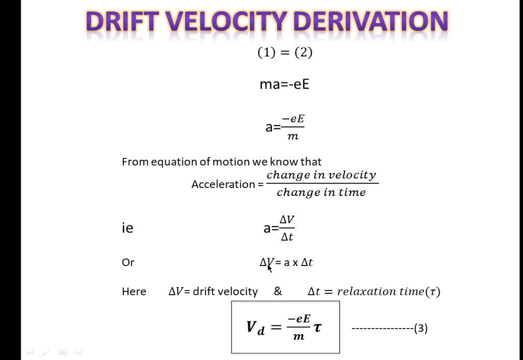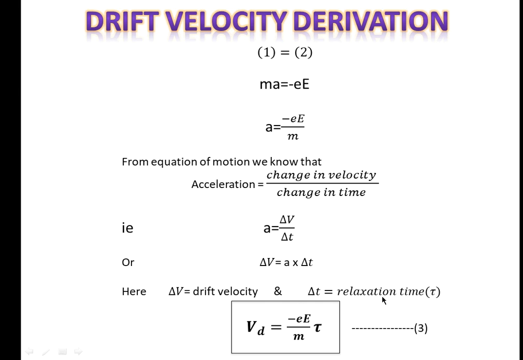Generally, the normal equation for acceleration is the change in velocity over the change in time, where the change is represented by the Greek letter delta. So I'm rewriting that as delta V over delta T, right? Once again, a small rearrangement. I'm taking the delta T to this side. So the change in velocity will be given by acceleration times change in time, where the change in time here is nothing but the relaxation time.